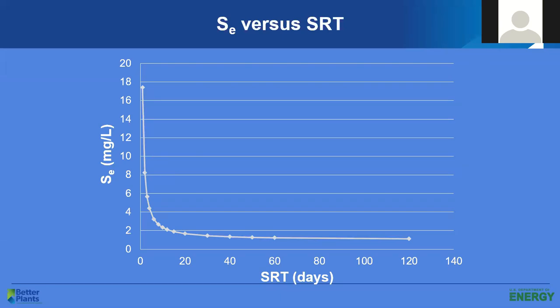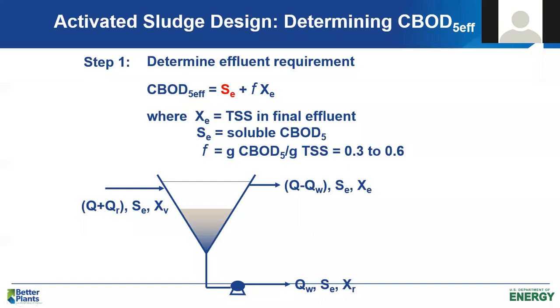So if you're an activated sludge process, maybe an oxidation ditch, operating at about a 20-day SRT, then the soluble CBOD5 concentration of your effluent is probably going to be somewhere around 2 milligrams per liter. I have a lot of confidence in this relationship. But what that does is allow us to calculate the total CBOD5 of the effluent.